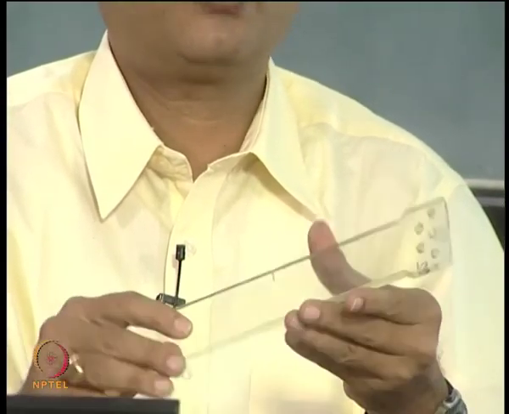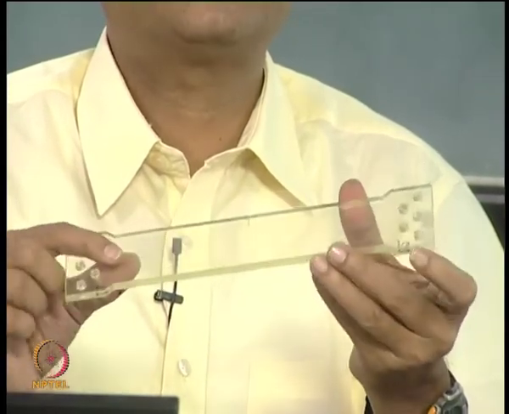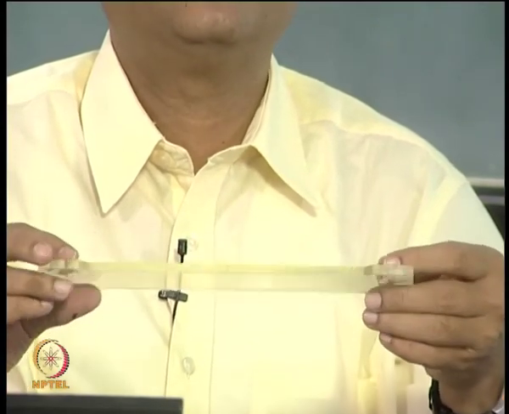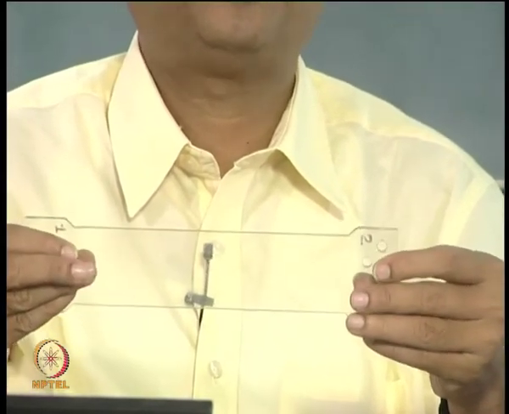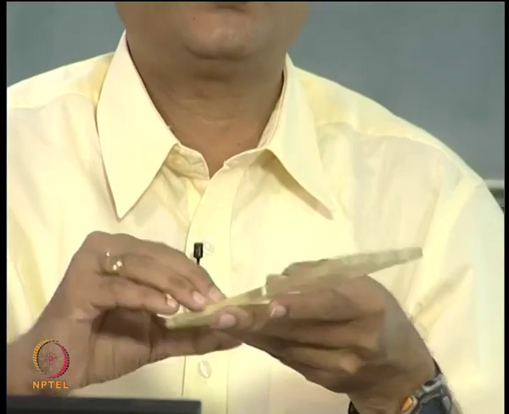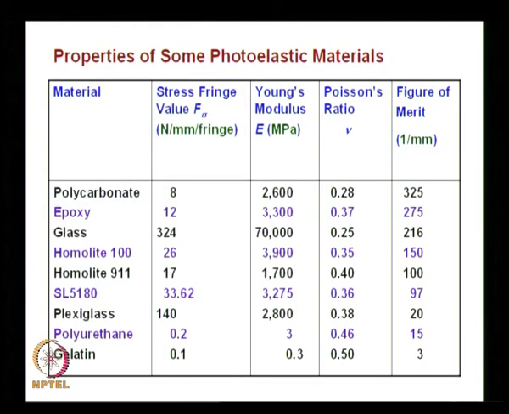A long time back we had mentioned, when you want to find out isoclinics, it is desirable that you use a perspex model, because it has a very high material stress fringe value. So, you will see isoclinics a lot more clearly, because isochromatics would not develop for smaller loads, and the properties are summarized here. Some properties are listed.